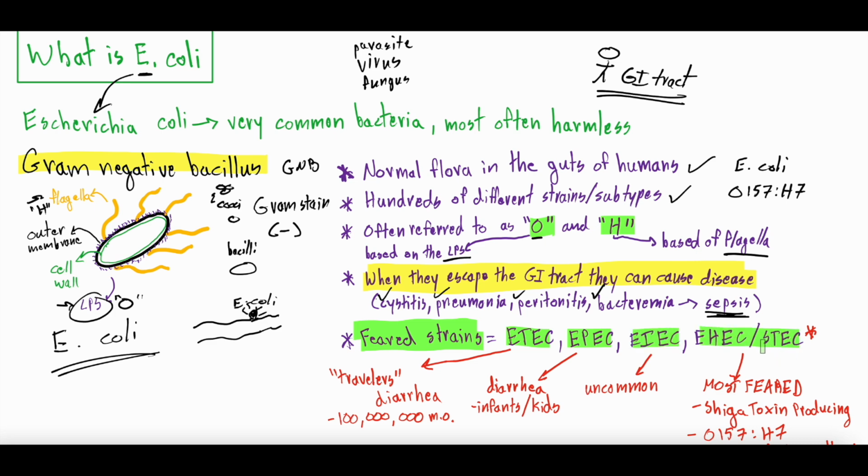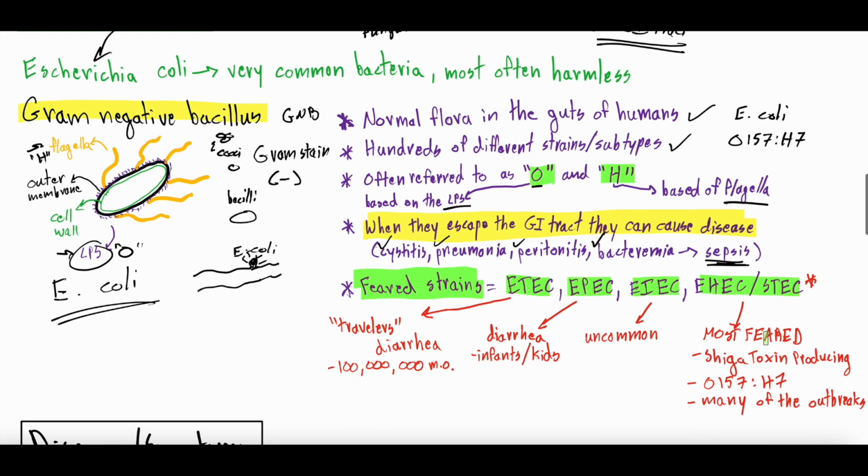Right? Fun to just abbreviate them and say them. What they stand for, though, is ETEC is enterotoxigenic E. coli. EPEC is enteropathogenic E. coli. This is enteroinvasive E. coli. And this is enterohemorrhagic E. coli, also known as Shiga toxin E. coli.